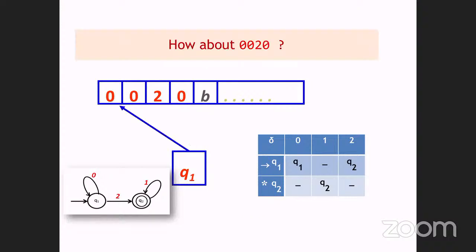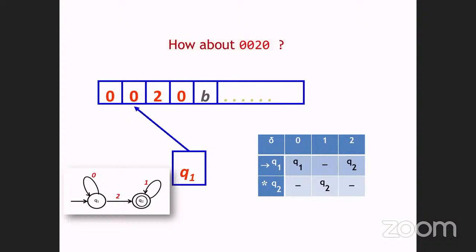Suppose I choose a word which is not in the language, 0020. It is not there in the language. Why? Because I have 002, and suppose I have a 1 here, not a 0. So this string is not in the language. So if I feed this as input, the machine should not accept this string, because the machine is designed for that language specifically. Let's see how it begins.